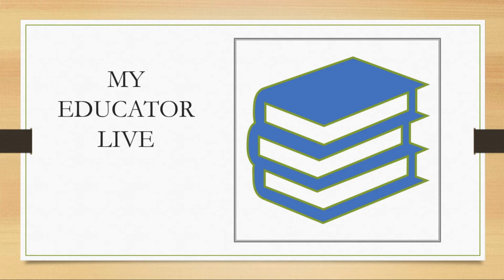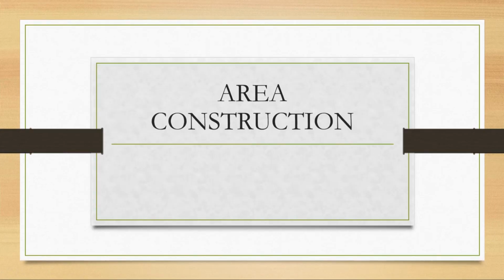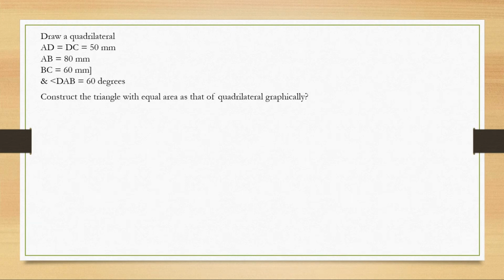Let's dive into the first topic, which is area construction. Let's move ahead with a question, and with that we will get a better understanding of the topic. We have our first question, which says: draw a quadrilateral with sides AD, DC, AB and BC given, with one angle also given. The second part of the question says: construct a triangle with the equal area as that of the quadrilateral.